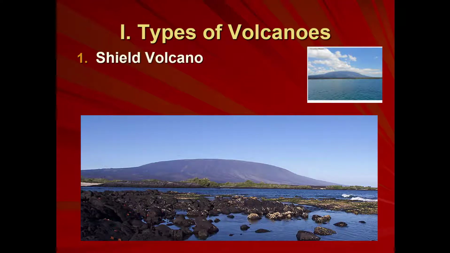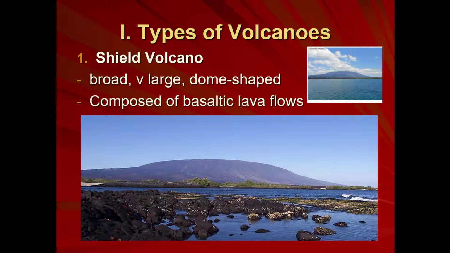Shield volcanoes are common in ocean crust, like both Fernandina and Hawaii, but they're also relatively common in areas where the continental crust becomes relatively thin. They are very broad domed volcanoes, incredibly large, in some cases almost 100 miles in diameter, but relatively gently sloping. And they're gently sloping because they are primarily composed of basaltic lava flows. You'll be learning more about that this chapter.